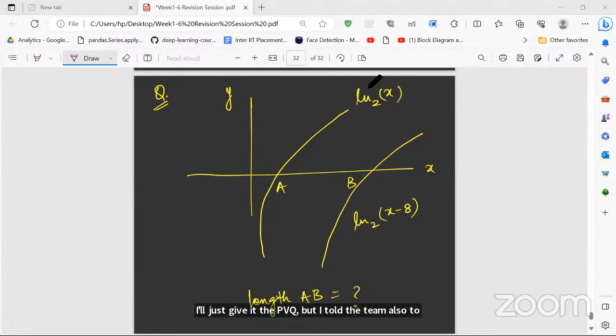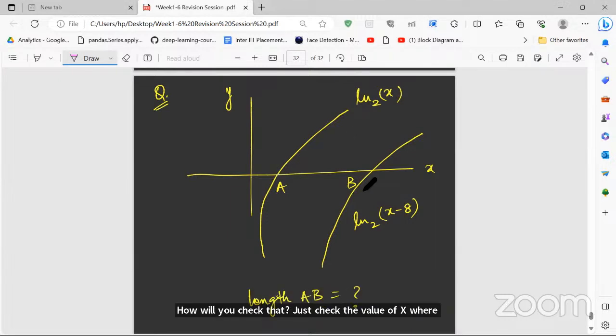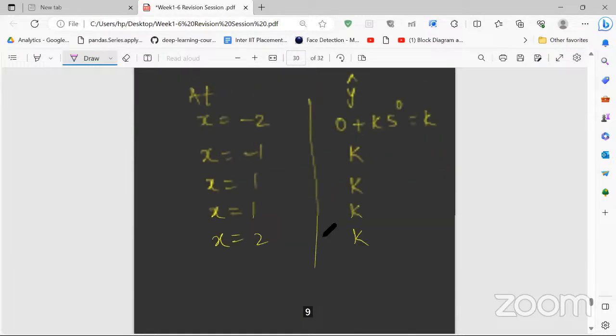I have this uploaded. Okay, so you can solve this problem from your side, right? This is not a difficult problem. For any function you are given, you can see what the value of A is. How will you check that? Just check the value of X where Y is 0, where the function crosses the X axis. For log X, what should be the value of X? 1, sir. Correct. And here it should be 9. Correct. You can calculate the length.